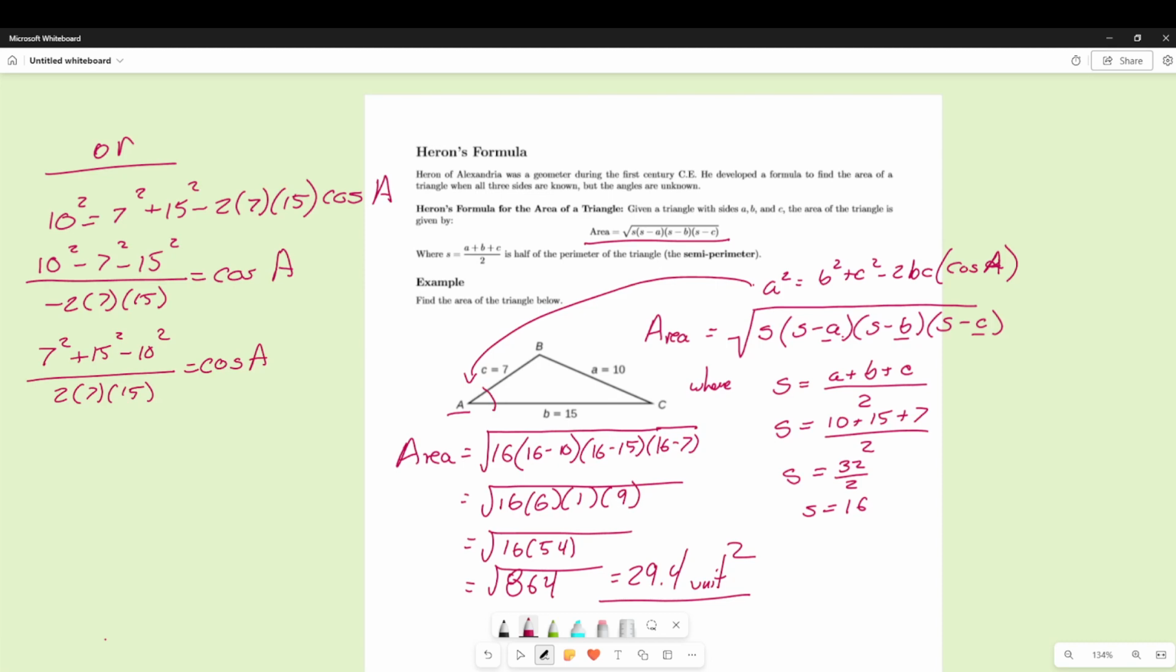Now, I know I did something weird here. You'll often see, or sometimes see, law of cosines solved this way. It is essentially b squared plus c squared minus a squared over 2bc equals the cosine of A.